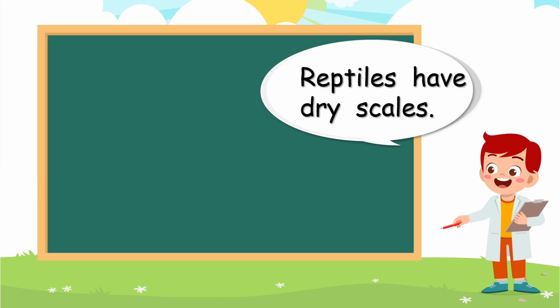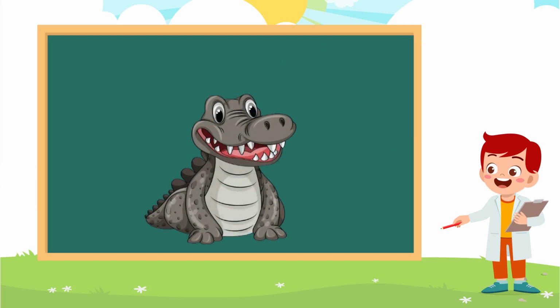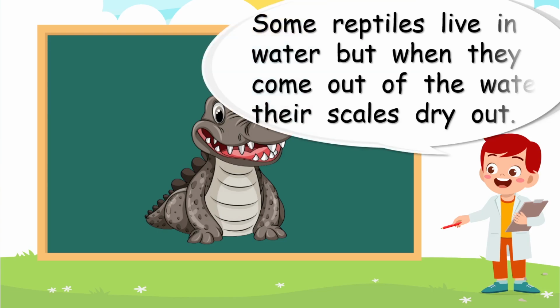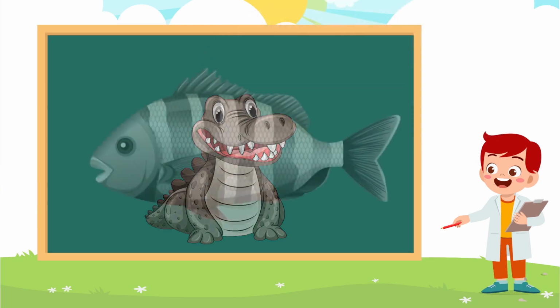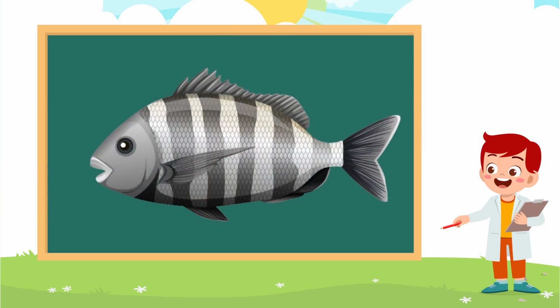Reptiles have dry scales. Here we've got a crocodile. He's a reptile, and he's got dry scales. Some reptiles live in water, but when they come out of the water, their scales dry out. So when the crocodile is sitting next to the river, his scales are dry. Well, again, we know what it is.